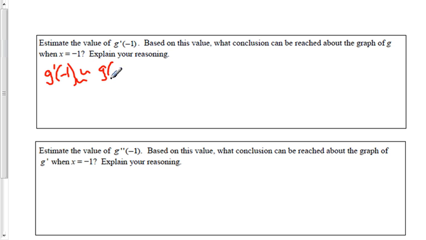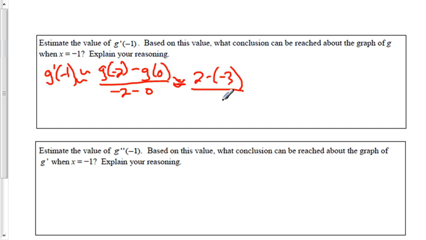We're going to find the y value of g of -2 and subtract that from g of 0. So we're using the slope formula here. This is an estimation, so it's approximately equal to 2 minus -3 all over -2. So we get 5 over -2. Okay, so we just found that since the derivative at -1 is a negative value, it's going to be decreasing.